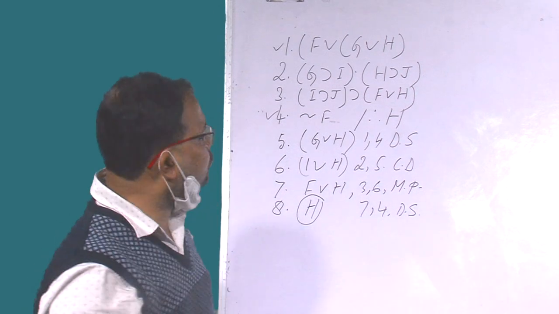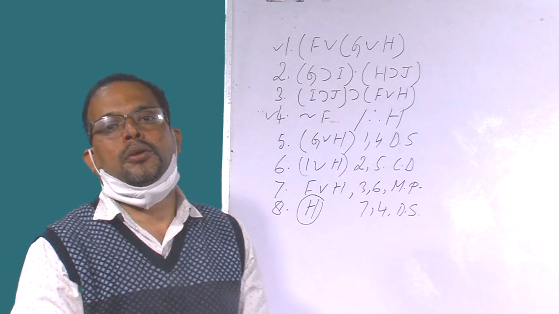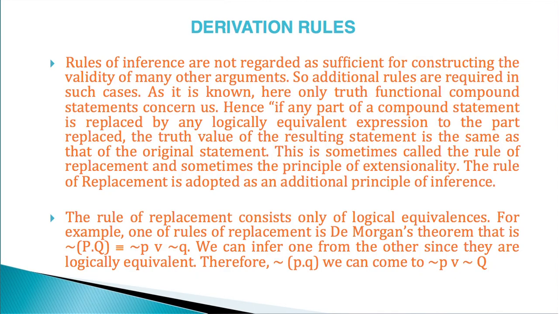So, dear learners, you have to know these 10 rules of inference. So, now derivation rules. Rules of inference are not regarded as sufficient for constructing the validity of many other arguments. So, additional rules are required in such cases. As it is known, here only truth functional compound statements concern us. Hence, if any part of a compound statement is replaced by any logical equivalent expression to the part replaced, the truth value of the resulting statement is the same as that of the original statement. This is sometimes called the rules of replacement and sometimes the principle of extensionality. The rule of replacement is adopted as an additional principle of inference.